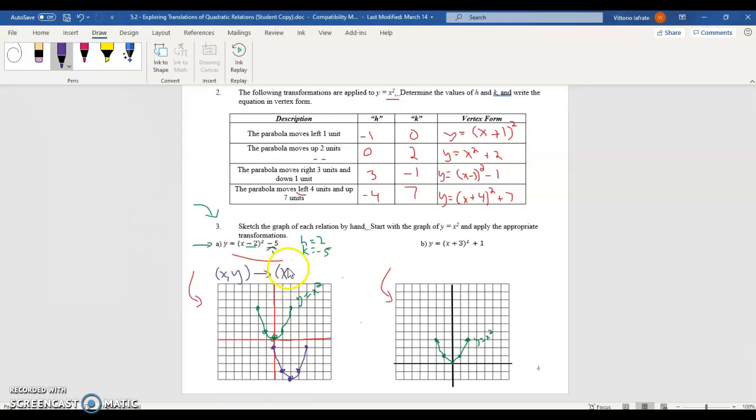You would move your x to the right 2, so that means you're adding 2 to your x. That's from the h over here. And your y would be going down 5, so y minus 5. And that would be your mapping rule.